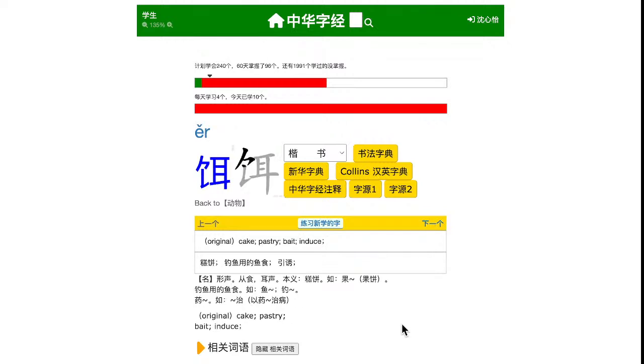And 饵 originally means cake, like a candy kind of cake. That's the original meaning. But nowadays it usually means bait, or to induce somebody to do something. 饵. 鱼饵 means bait for fishing, right? 鱼饵.